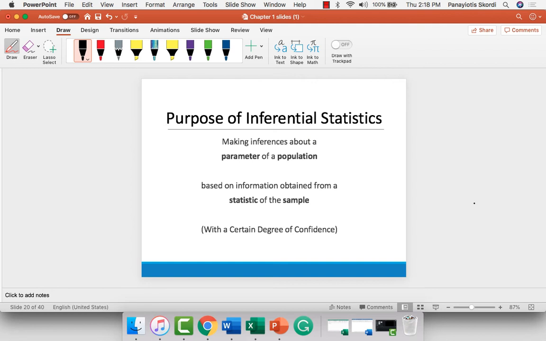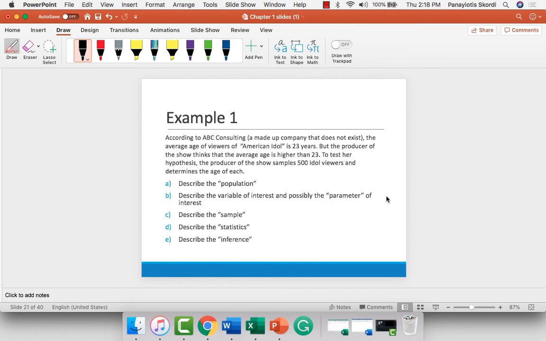What's the purpose of inferential statistics? Well, the purpose of inferential statistics is to make an inference for the whole population based on a sample, as we just did in the previous example. So let's look at an example.